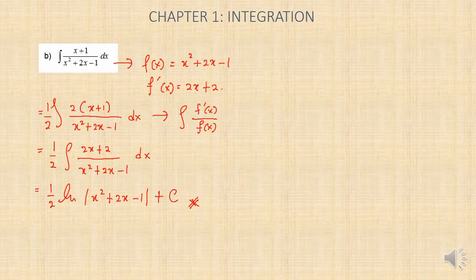Okay, but please remember, not all integrations of a fraction can be turned into this form. If you cannot change the integral into this form, we have another method to use.